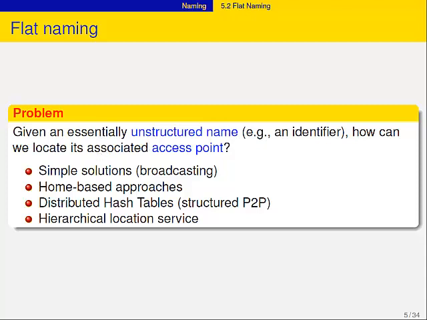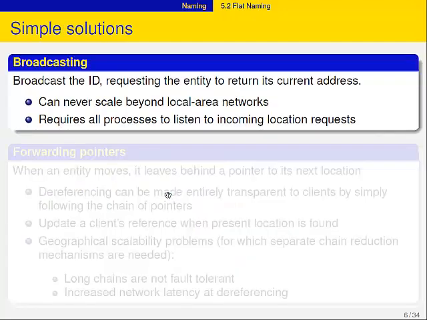That's the formal description. Now I'll be discussing some simple solutions: broadcasting, home-based approaches, distributed hash tables, that's your peer-to-peer stuff, your magnet links. After this you'll know how magnet links work, and the hierarchical location service. So the simple solution is you do broadcast. Who has it? And we all know that this is a well-known and well-deployed algorithm.